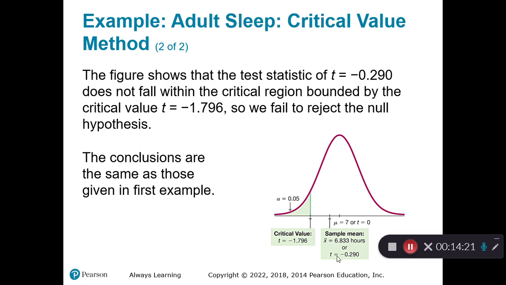However, in this case, our test statistic, negative 0.29, does not fall in the critical region. Therefore, we fail to reject the null hypothesis. So the conclusion is the same as using the p-value method.